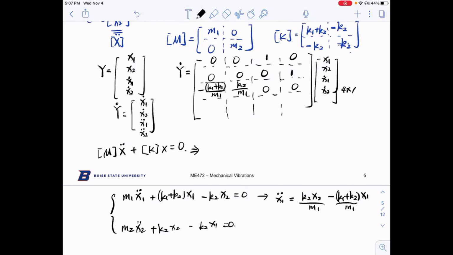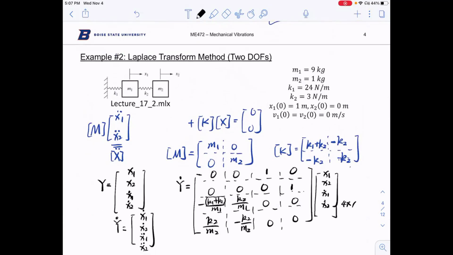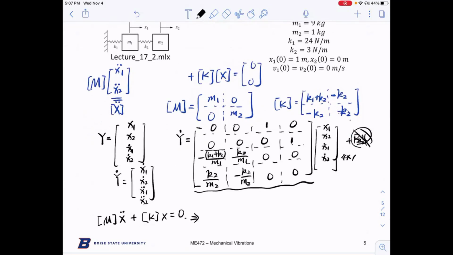So similarly, you can fill out the last row. The last row is x2 double dot equals k2 x1 minus k2 x2 divided by m2. And then you just copy and paste k2 over m2, minus k2 over m2, 0, 0. So in this case, we do have initial conditions, but we have no input or external excitation. That means the B times u term is all 0, so you can ignore it. So that big 4x4 matrix, that's our A.